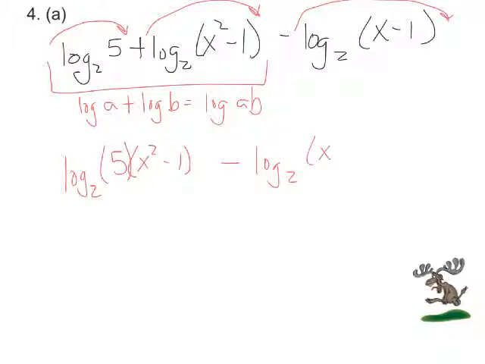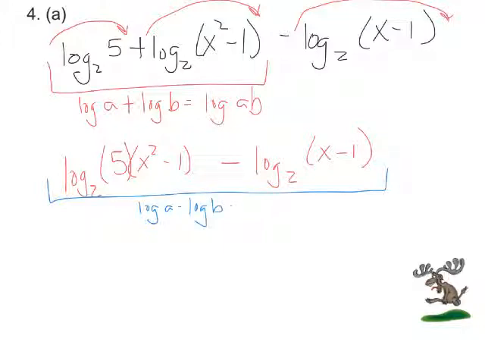And then the second property that we can apply says that if we have two logs that are being subtracted, then we can write it as log of one over the other. And keep in mind, the base has to be the same. So we can combine these two logarithms to be log base 2 of 5 x squared minus 1 over x minus 1.